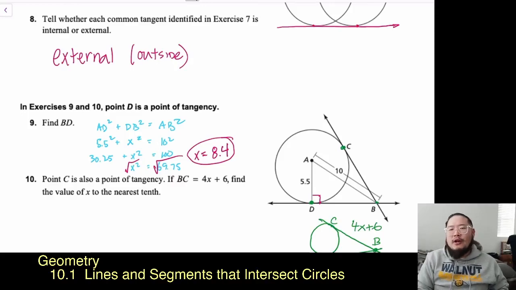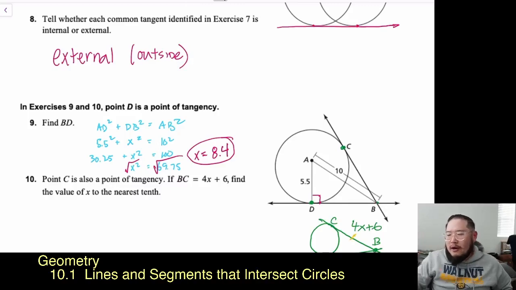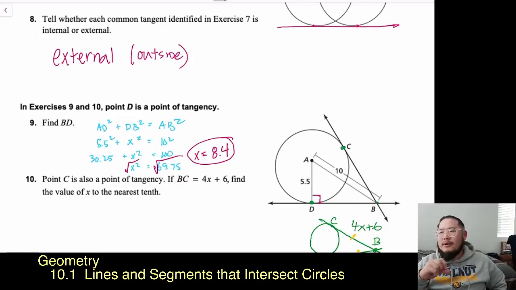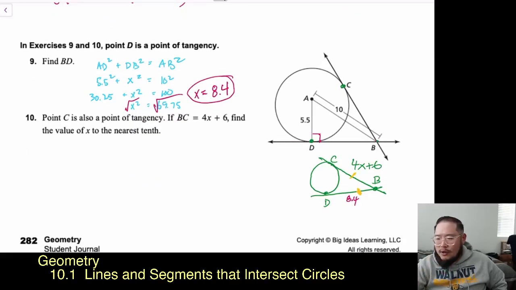Now remember, there's all those extra theorems that I gave you guys in the beginning that I added to the notes. That external tangent congruence theorem: if two tangent lines meet at an external point, guess what? In this diagram that I've put together, C to B and D to B are congruent. Let me move that up so you can see it. They're both congruent. So what can I do here?